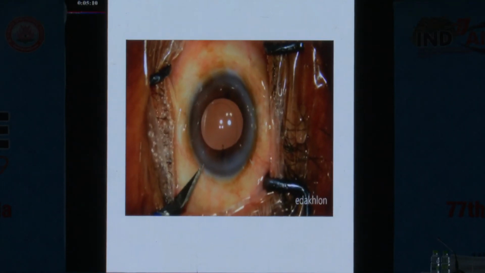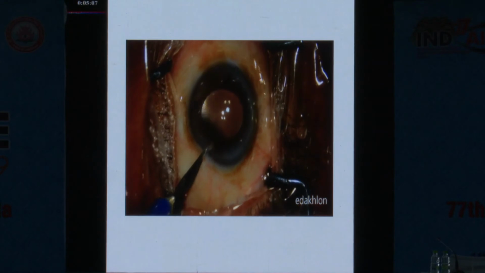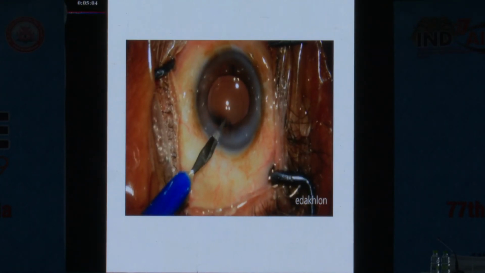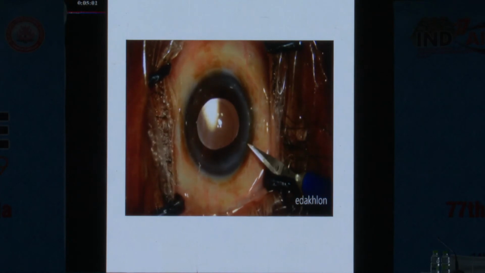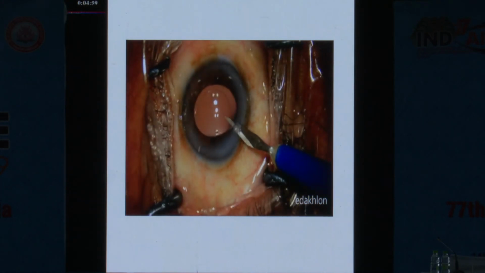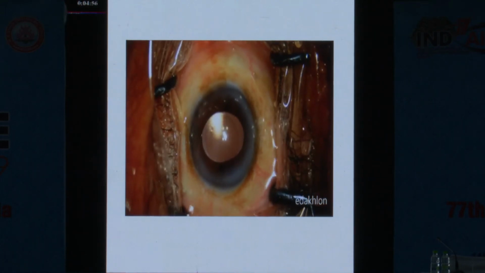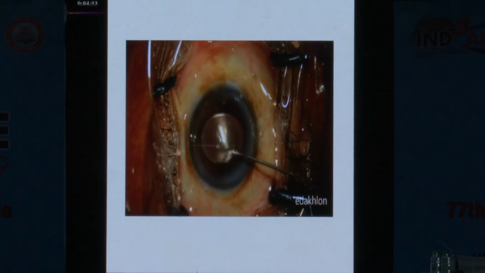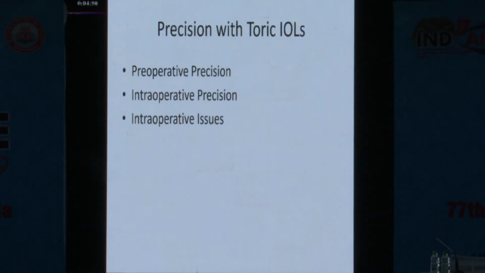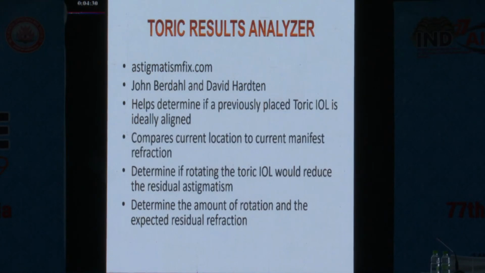So even if there was an error in the placement of the IOL, toric IOLs we can easily rotate back into the intended position. You can take back the patient into the OT and do it. It's not a huge problem. But precision of toric IOLs basically depends on the preoperative precision, intraoperative precision, and intraoperative issues, like if the patient had a PC rent or zonular dialysis, and whether you can really place the intraocular lens properly. So this is what determines the precision of toric IOL.